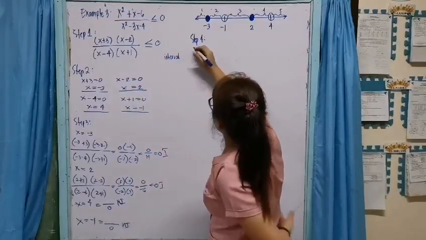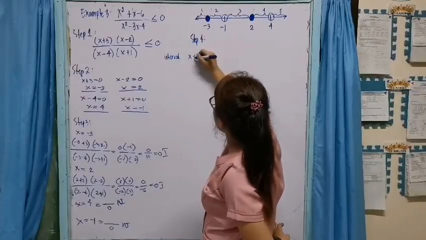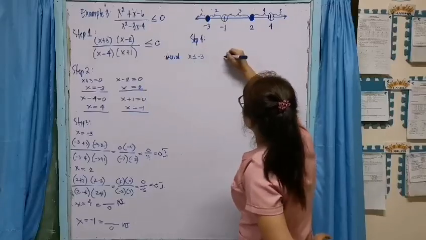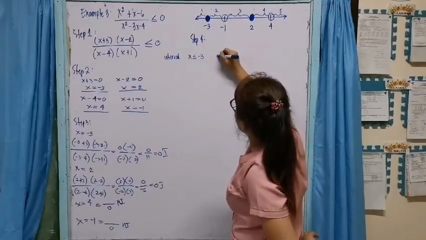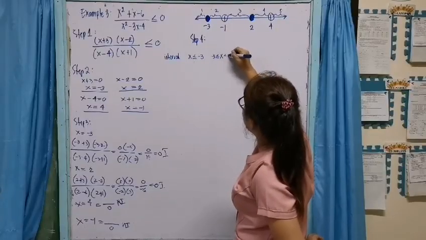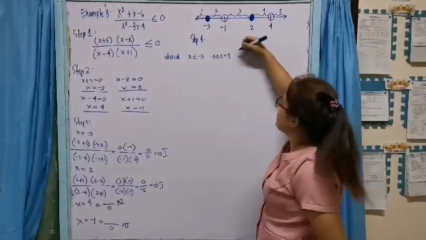So let's start. The interval is x is less than or equal to negative 3, we can use equal because it is included. Then we're going to have greater than negative 1. We're not going to use equal because it is not included.